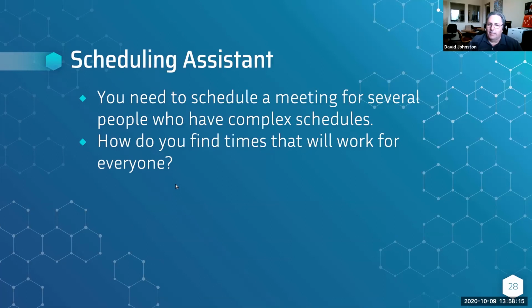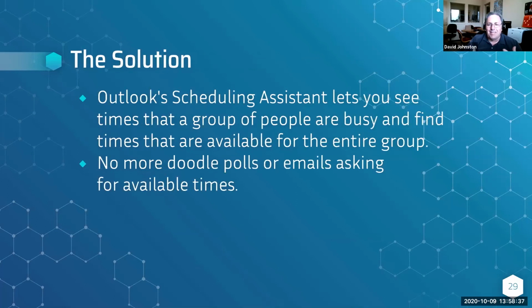The scheduling assistant. If you've ever had to schedule a meeting for a bunch of people that all have complex schedules, how do you find out when they're available? People do Doodle polls. People email everybody and say, tell me what days you're available, and I'll try to find one that works for all of you. And it's really a pain. The scheduling assistant will let you take care of that. It allows you to look at a group of people and see when their busy and free times are so that you can make an appointment.